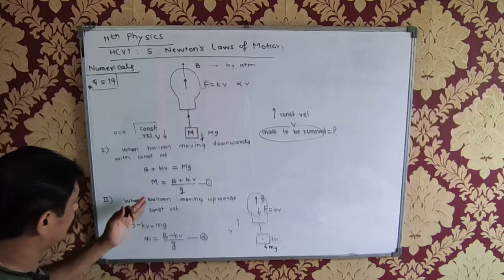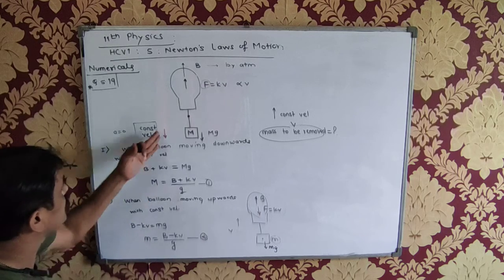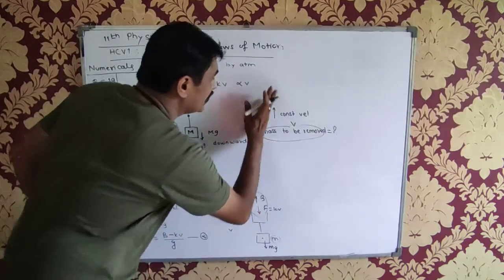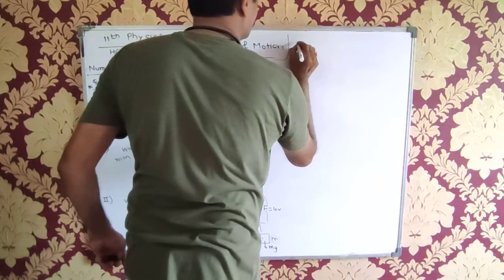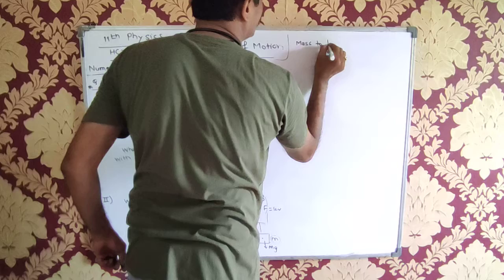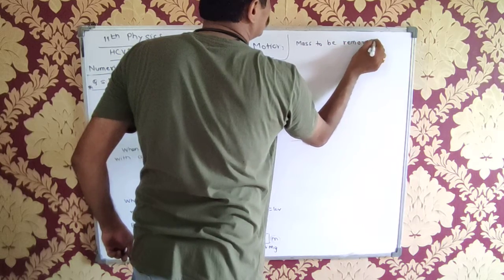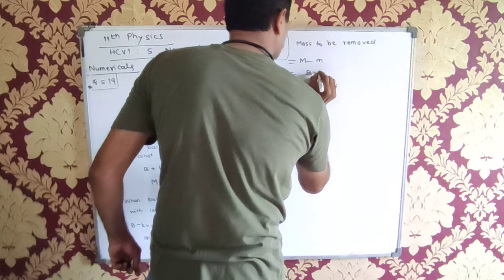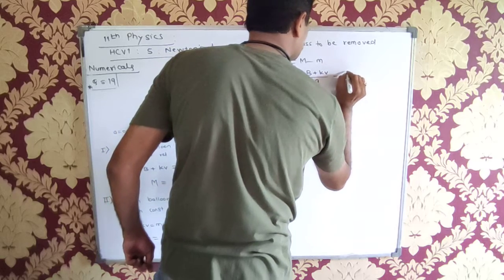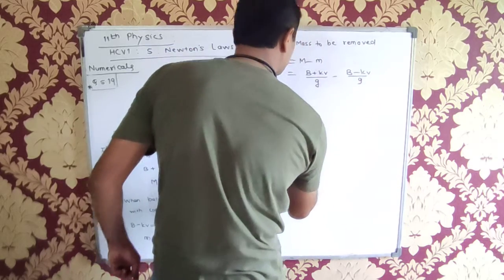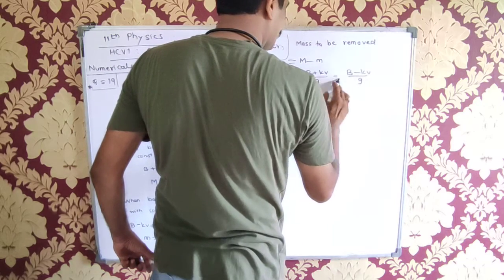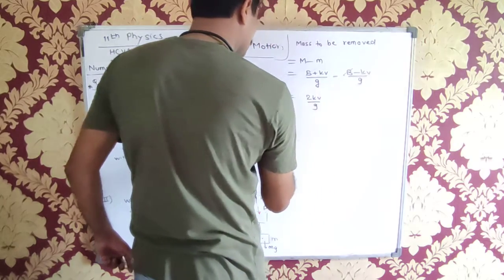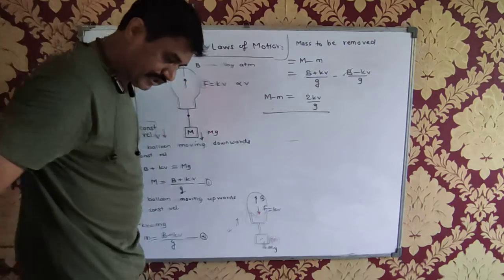तो I have to find out the difference of these. Okay. This is mass in the first case. This is the mass in the second case. I want to find out the difference of the two masses. So the mass to be removed is the difference of the two masses. So we'll say mass to be removed is equal to capital M minus small m. Capital M is this B plus kV upon G minus B minus kV upon G. So this is B and minus B gets cancelled. Minus minus plus 2 kV upon G. This is the mass to be 2 kV upon G.